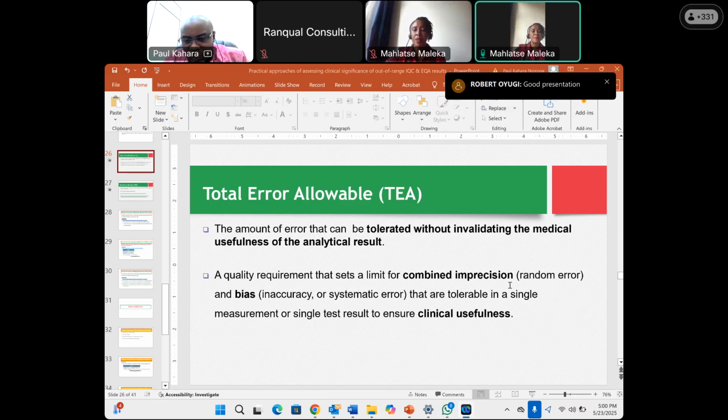As a reminder, quality assurance is not just a checkbox, it's a commitment to excellence for every single lab that is performing patient clinical testing.